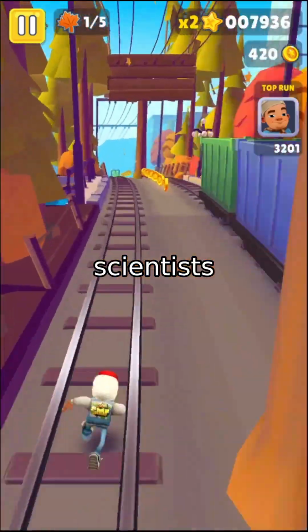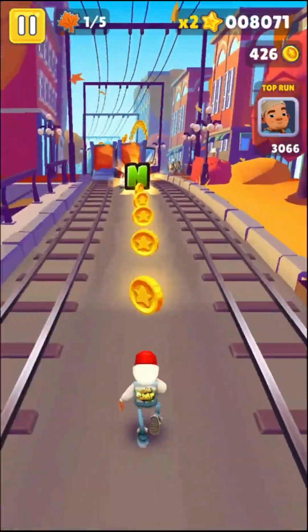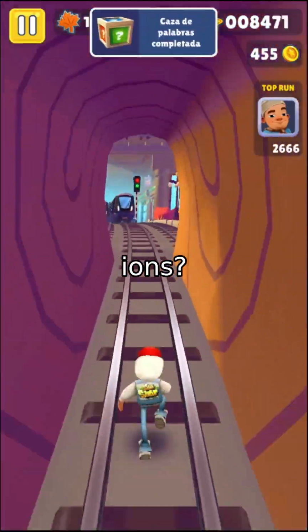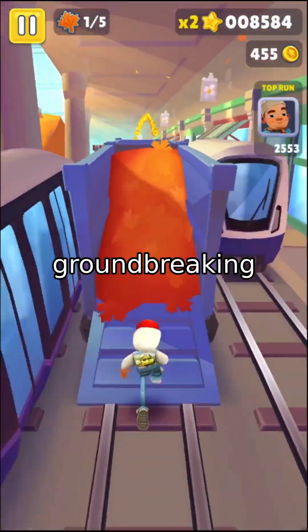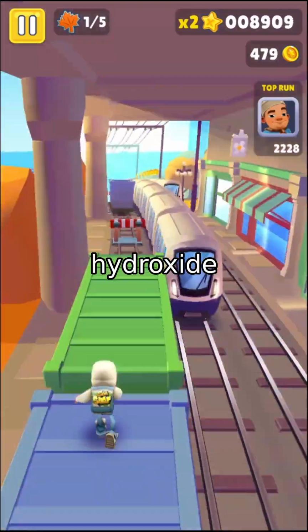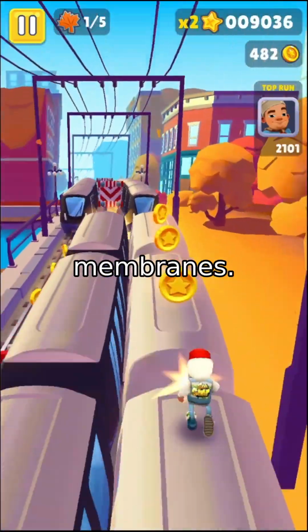Have you ever wondered how scientists decode the hidden language of materials? Like, how do they connect the invisible architecture of a polymer membrane to its ability to conduct ions? Today, we're diving into a groundbreaking study that uses advanced math and imaging to unlock these secrets. And it's all about hydroxide ion conductivity in anion-exchange membranes.